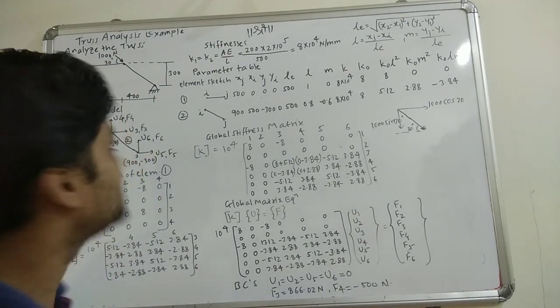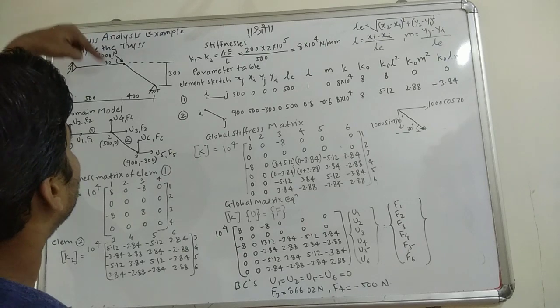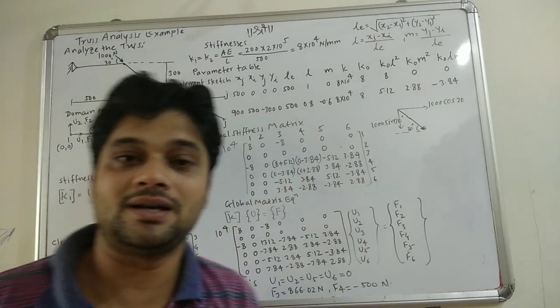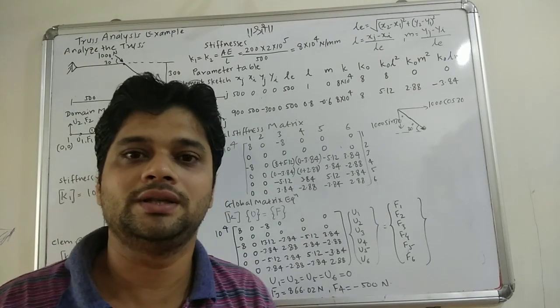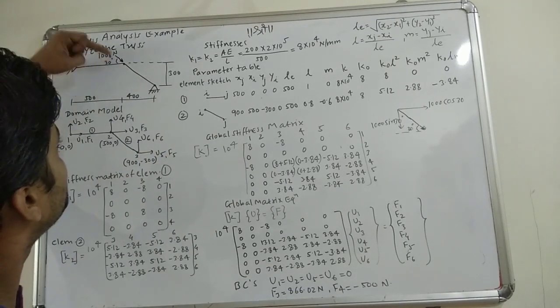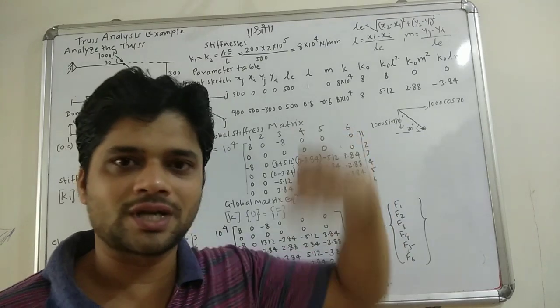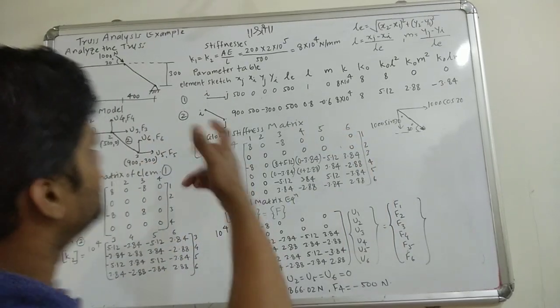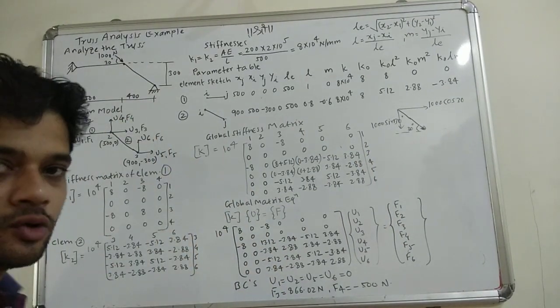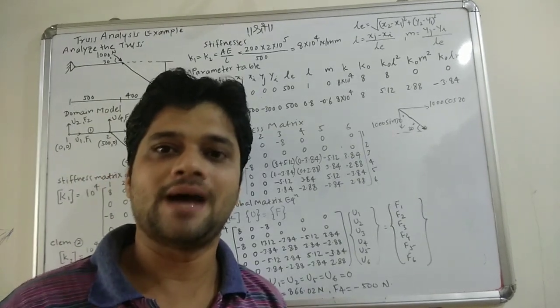The only confusing part is they have given the force at an angle. As a student solving in the exam, you might think that this member is also at 30 degrees, but it need not be. The force can be applied at any angle, and the length of the member we are going to find out only from the given dimensions.